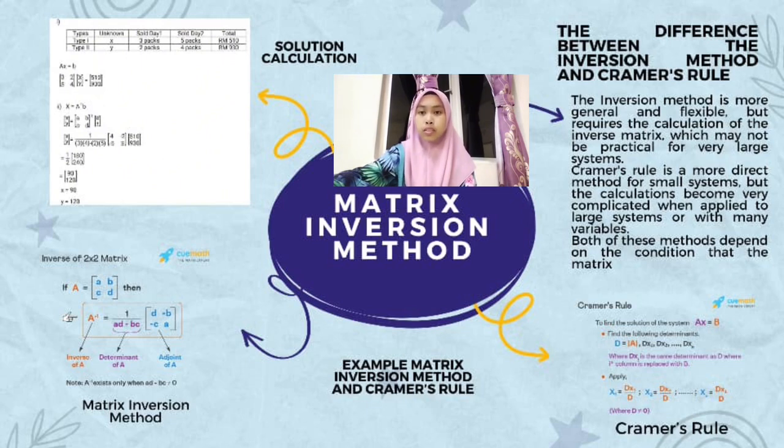Cramer's rule is a more direct method for small systems, but the calculation becomes very complicated when applied to a large system or with many variables. Both of these methods depend on the condition of the matrix. In conclusion, for question 1, it is indeed necessary to use the inversion method to complete the calculation.